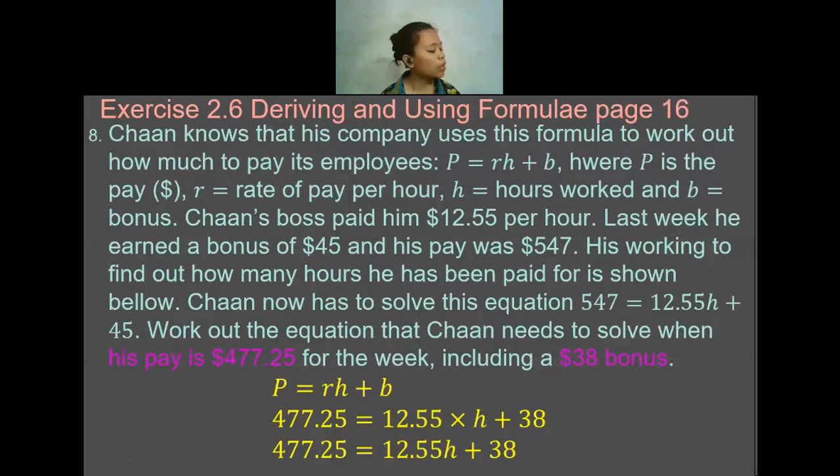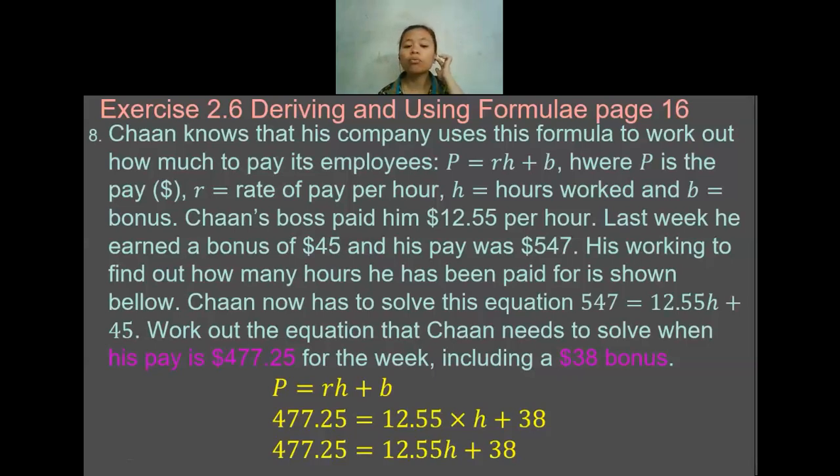When the payment is equals to 547 and then the bonus is $45, the rate of payment for each hour is 12.55. And then Chan will have an equation which is 547 is equals to 12.55H plus 45.